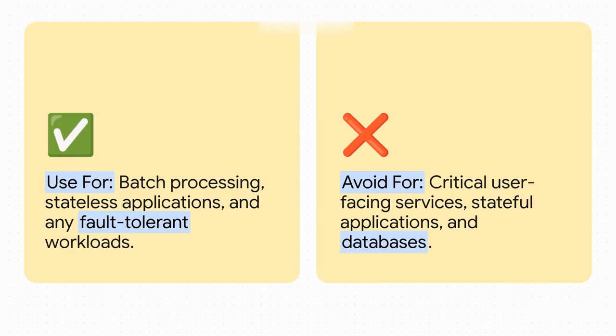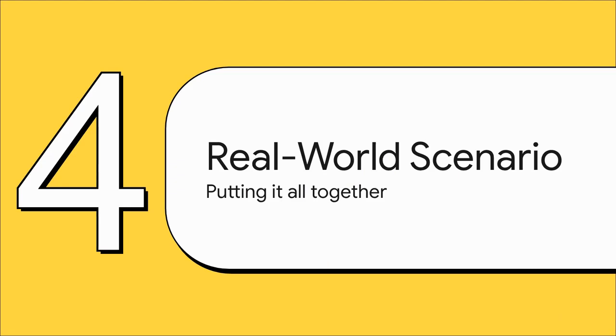But, and you have to hear me on this, you have got to use them for the right job. They are amazing for batch processing, rendering, anything fault-tolerant that doesn't care if it gets interrupted. They are a terrible idea for your main customer website, your critical database, or anything that absolutely, positively has to be available all the time. All right, we've gone through the pieces one by one: node pools, autoscaling, and preemptible nodes. So now let's see how this all clicks together in a real practical scenario.